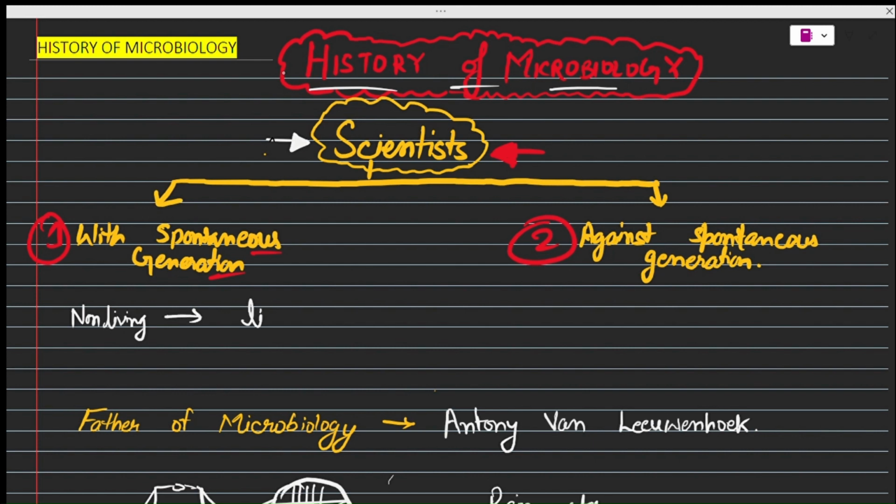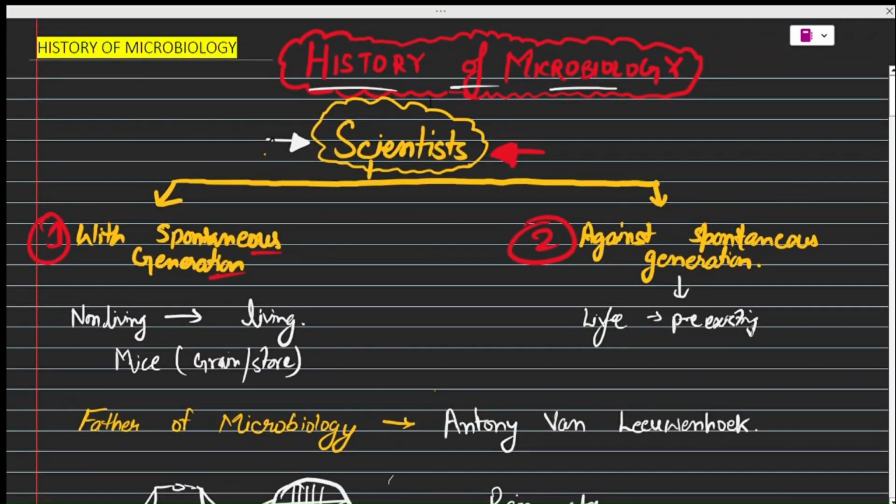So they basically believe in this concept by saying that mice arise from grains in store, without any egg or anything, as they can't see the previous mother mice. And those who were against spontaneous generation believed that life arises from pre-existing life.